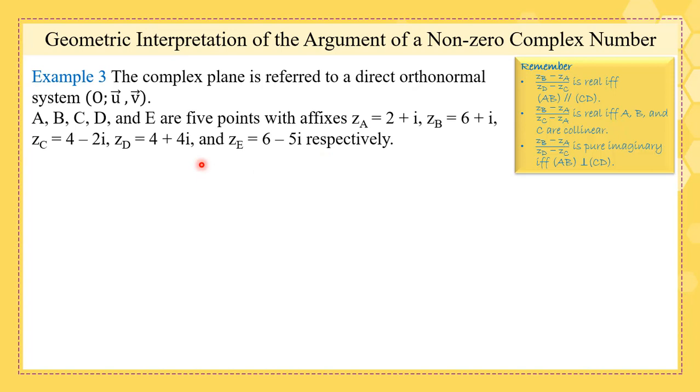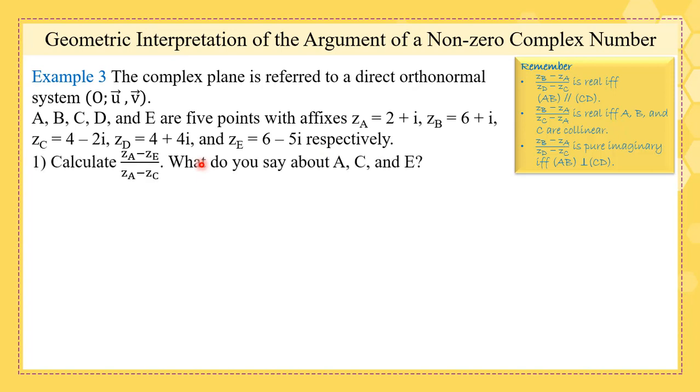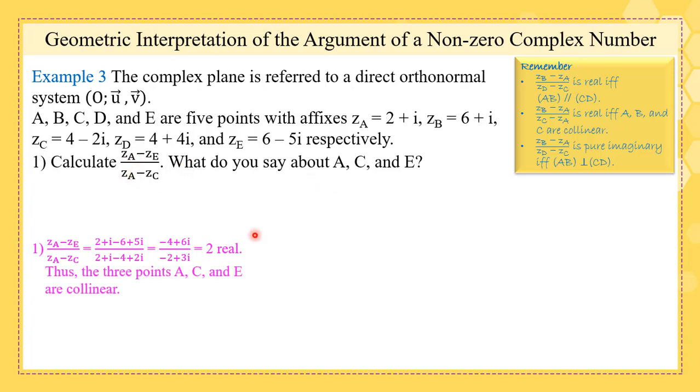Well, we have these points A, B, C, D, and E. Calculate this ratio. What do you say about the 3 points? It seems from this question that this ratio is going to be real. Let's see, if we just substitute, we get 2, which is real. And if the ratio is real, it means either parallel lines or collinear points. Since here we have a point in common, we can tell that the 3 points A, C, and E are collinear.